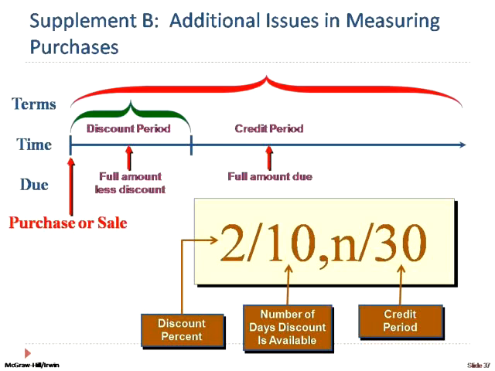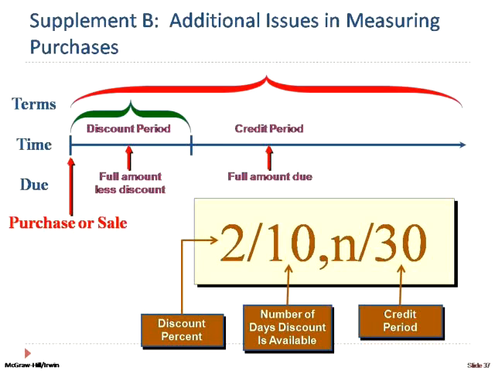Purchases paid for within the discount period reduce the inventory account for the amount of the cash discount received. If payment is made after the discount period expires, then the full payment is due on or before the end of the credit period.